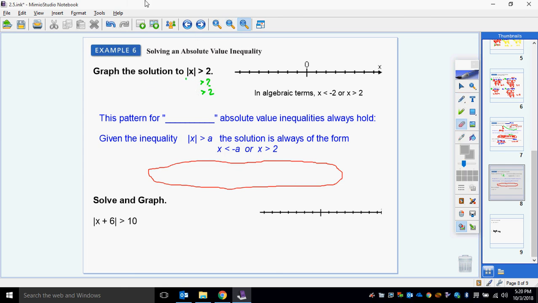Okay, let's try 1. Is the absolute value of 1 bigger than 2? No, the absolute value of 1 is 1. So 1 won't be a solution. What about 2? The absolute value of 2 is 2. 2 is not bigger than 2. That wouldn't be a solution. Let's try 3. The absolute value of 3 is 3. So 3 is bigger than 2. So all right, there is a solution. 1, 2, 3. 3 is a solution.